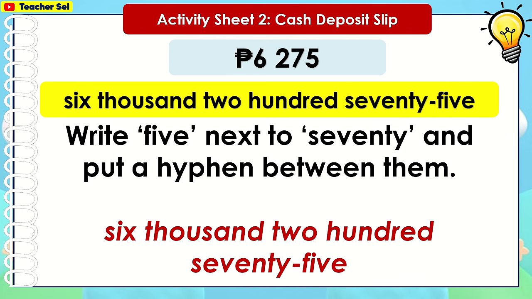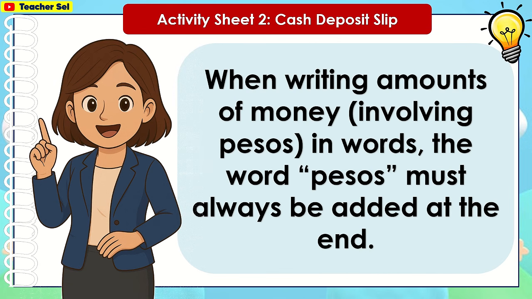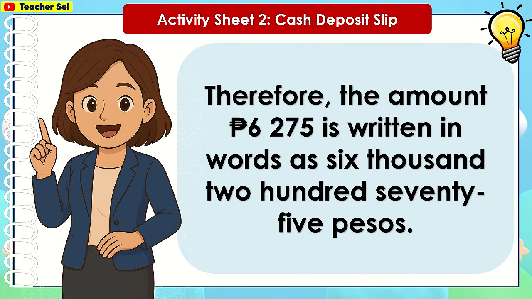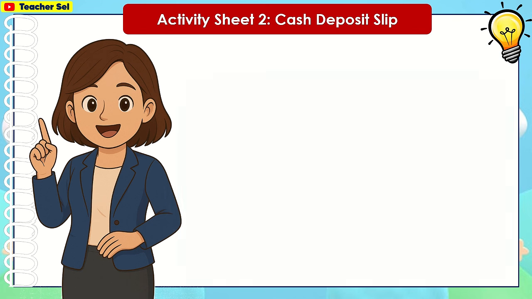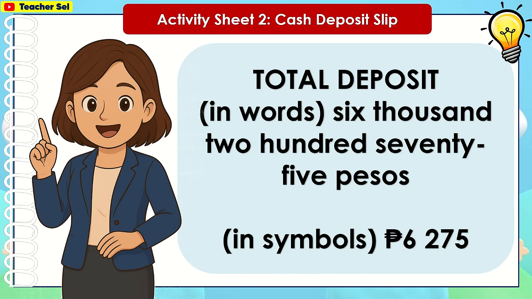So Joy's money is read as 6,275. When writing amounts of money involving pesos in words, the word pesos must always be added at the end. Therefore, the amount of 6,275 pesos is written in words as 6,275 pesos. Total deposit in words, 6,275 pesos, and in symbols.